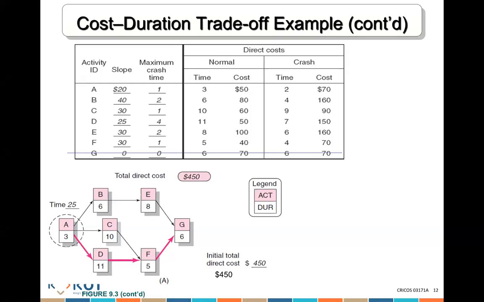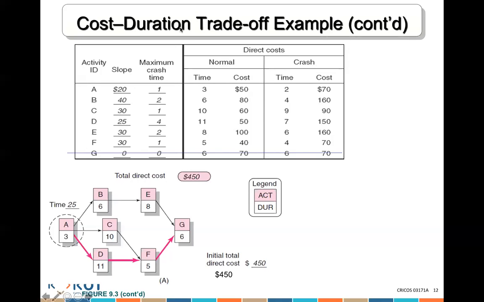D. That's incorrect because you need to look. A is going to cost you $20 to crash. D is going to cost you 25, and F is going to cost you 30. So which one is the cheapest? A is 20, D is 25. Which one is cheapest? A is 20, which is cheaper than 25. Does that make sense?